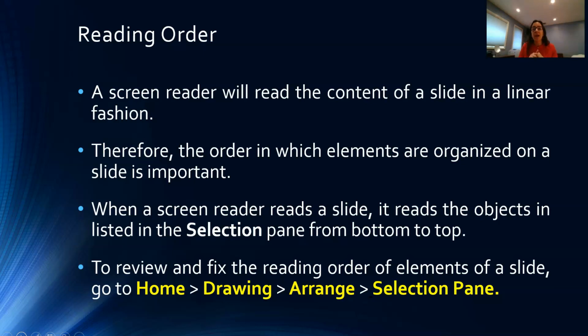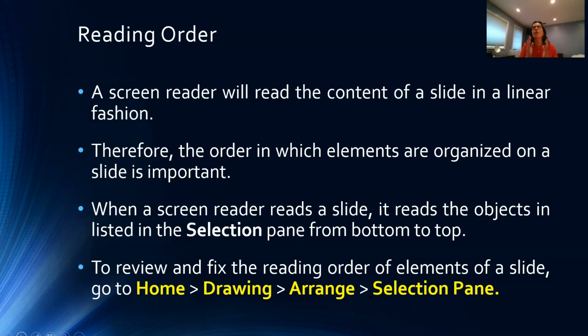And so the objects on your slide listed in that selection pane are going to be read from bottom to top. And I will talk more about it when I show you the image of a selection pane. So to review and fix the reading order of the elements of your slide, you need to go to Home, Drawing, Arrange, Selection pane. So the Home menu, then Drawing, then Arrange, and then Selection pane.